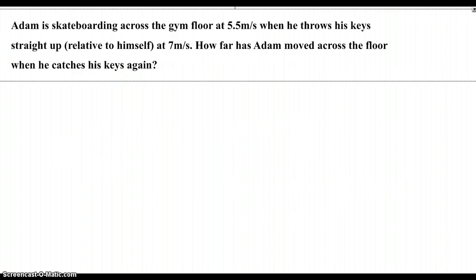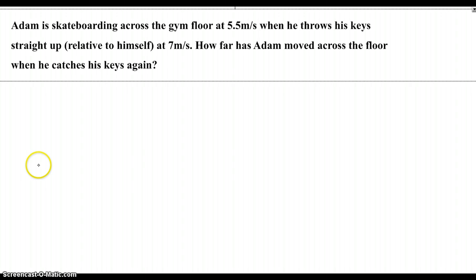Another practice problem. Adam is skateboarding across the gym floor at 5.5 meters per second when he throws his keys straight up relative to himself at 7 meters per second. How far has Adam moved across the floor when he catches his keys again?